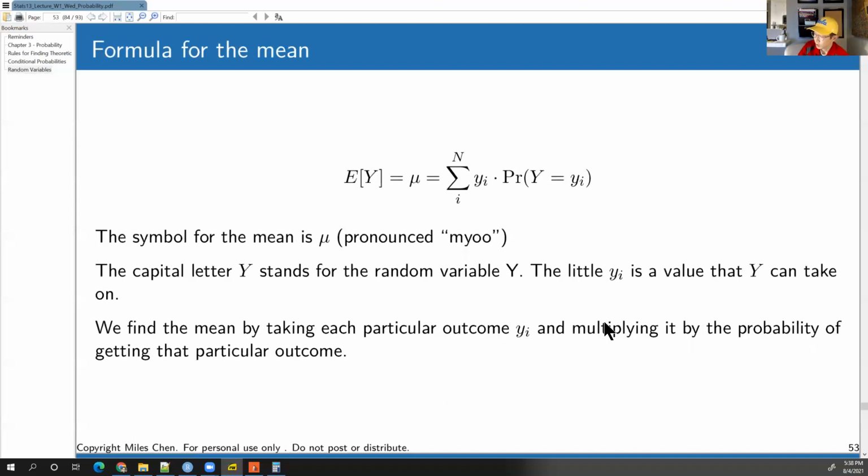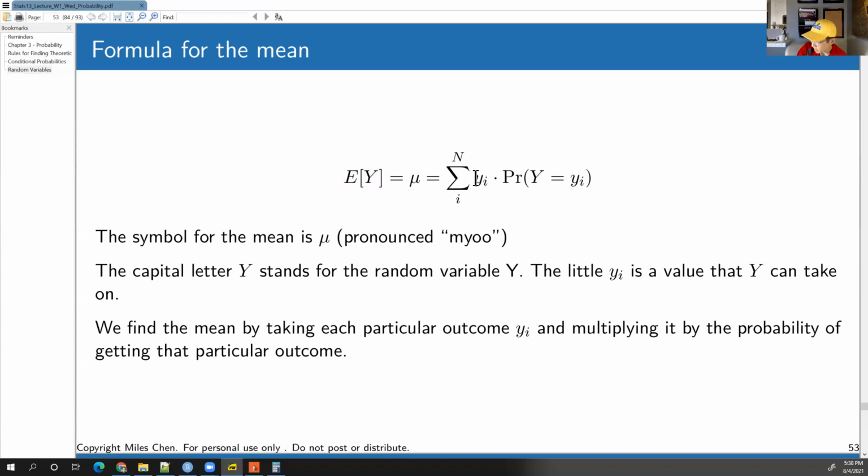So to calculate the mean of a random variable, the symbol we use for that is mu. This is the Greek letter mu. It's the Greek letter for, I guess, the letter M. We can also say the expected value of random variable Y. Capital Y means random variable Y. The expected value of random variable Y is mu.